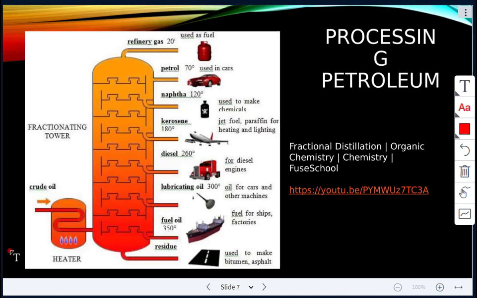All right, so here is a quick video we'll watch on fractional distillation. And then we can also see here in this diagram how we can see all these different parts condensing at different temperatures, and then they're being collected in the containers.